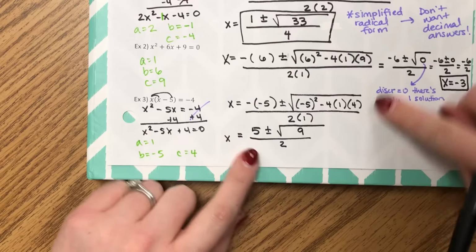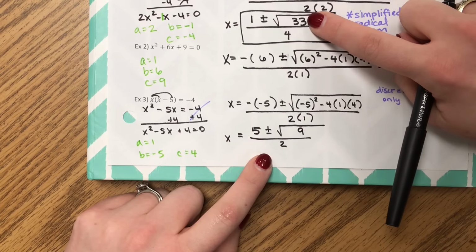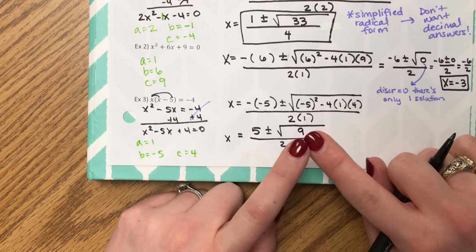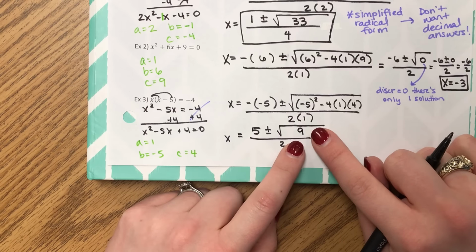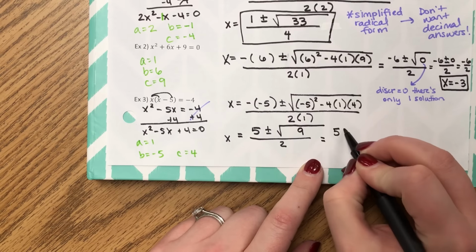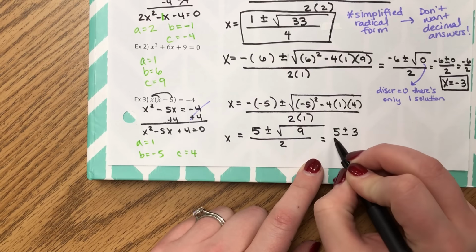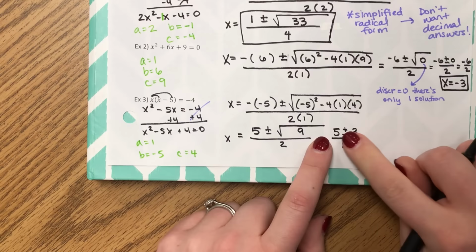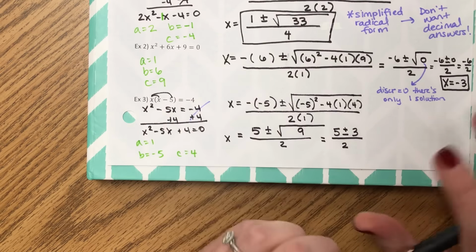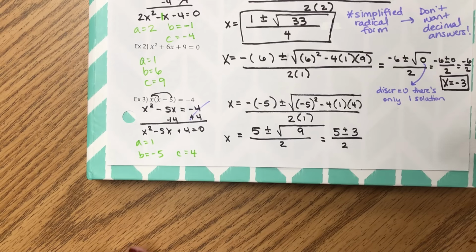Now, this is where we stopped on the first one, but remember, that was because the square root of 33 couldn't be simplified. The square root of 9 can. That's a perfect square. The square root of 9 is exactly 3. So I can actually keep going on this problem. This is 5 plus or minus 3 over 2. And then since I no longer have any radicals, I can actually split this up and keep going even further.